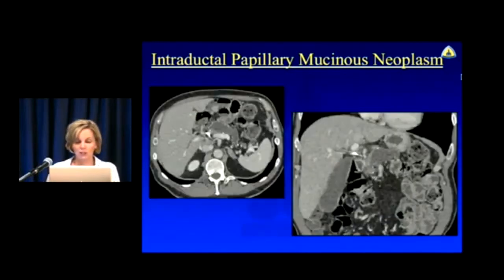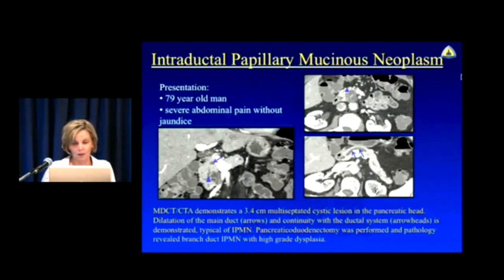Here's another patient. This one, very dilated duct, and this is an atrophic tail. Okay, so this one you're going to have to decide, is this a main duct IPMN or is this adenocarcinoma of the pancreas? And most of the IPMNs that you're going to see are going to be smaller and not necessarily main duct. So this is an example of the classic appearance.